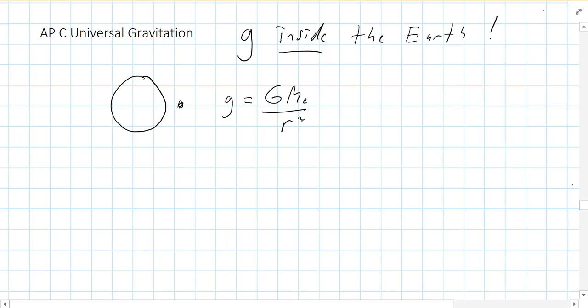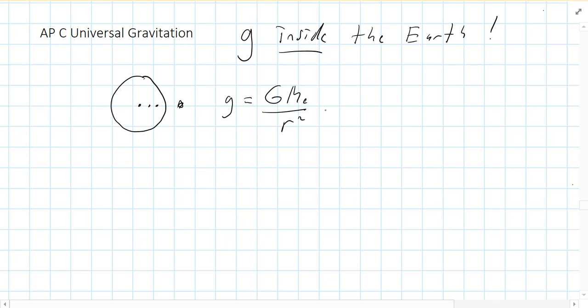If you start digging into the Earth, what about when you get to the center of the Earth? What's r there? Well, r is 0. What's something over 0? Well, that approaches infinity. Does that mean that the acceleration of gravity at the center of the Earth approaches infinity? No. So that is definitely wrong.